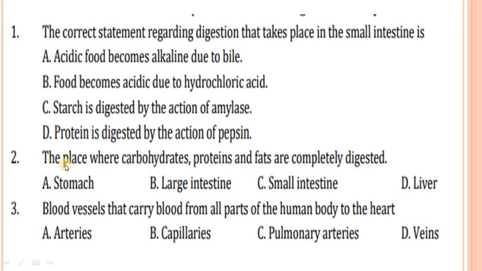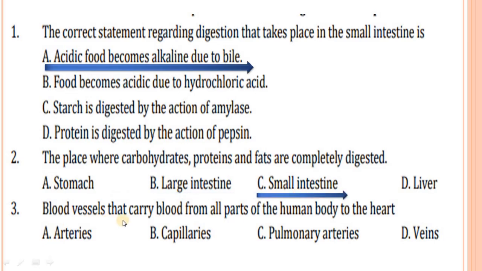Second question, the place where carbohydrates, proteins and fats are completely digested. So carbohydrate will be digested into glucose, protein breaks down into amino acids, and fat will be digested into fatty acids. This all happens in the small intestine.